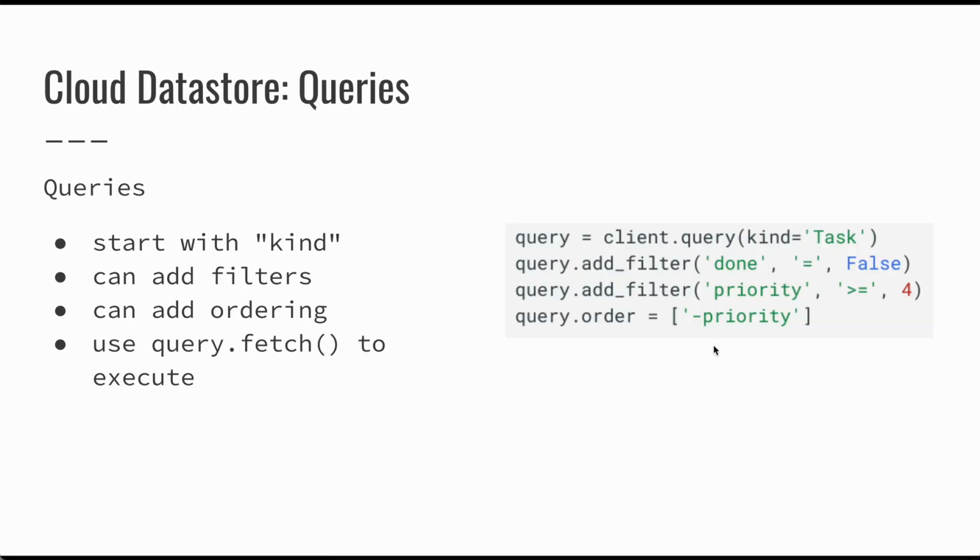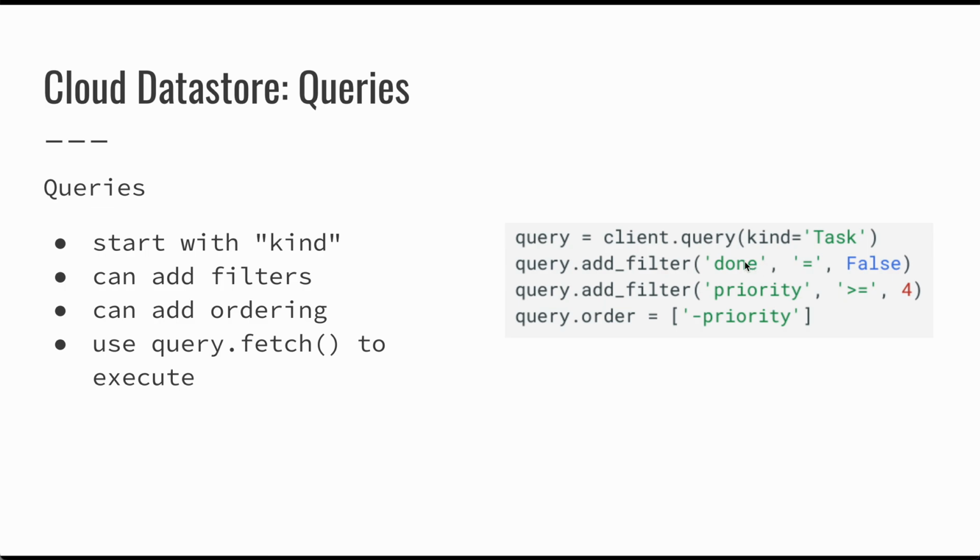So Datastore queries start with a kind. Remember, kind is the type of the entity that we're accessing. You can add filters to your queries, you can add ordering to your queries, and then you get the data associated with that query with query.fetch. So on the right here, you can see an example. We're going to construct a query using the Datastore client, and we're going to use this for a task entity. And we're going to add a filter with a property for done, and we want to get everything where done is equal to false.